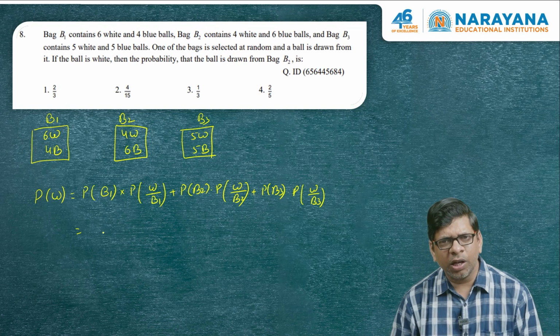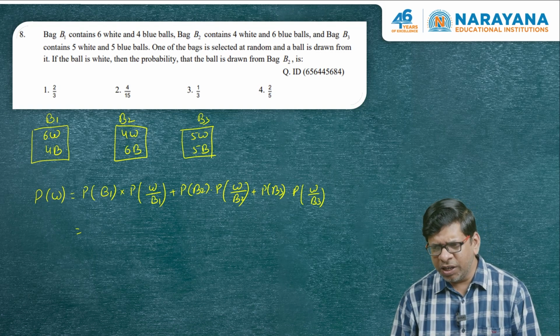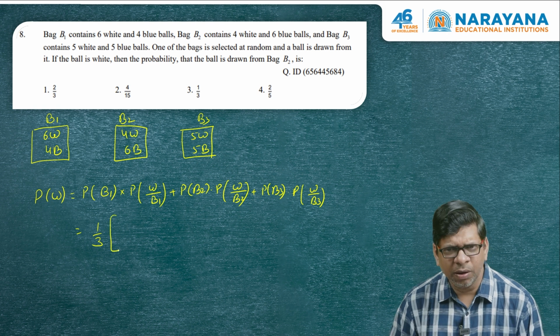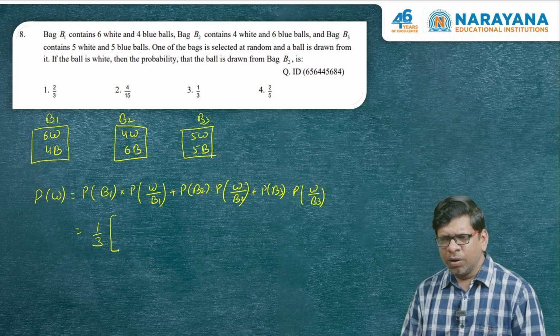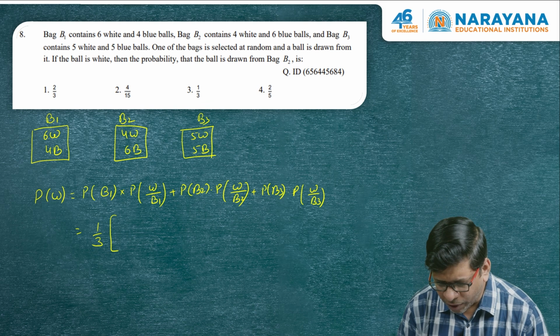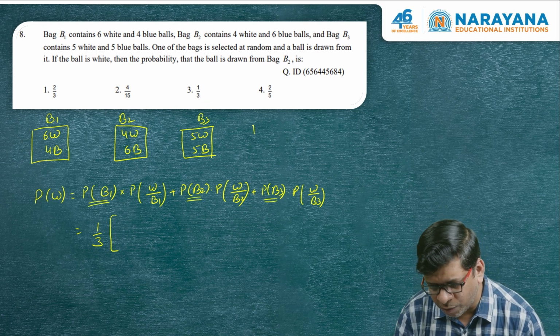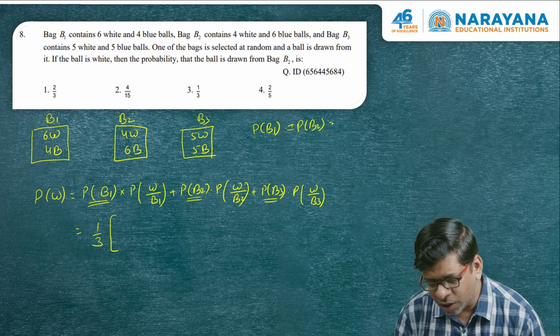As the probability of selection of each bag is not given, we can take it as equiprobable. We must take it as equiprobable if the probabilities of selection of bags are not mentioned. So P of B1 equals P of B2 equals P of B3 equals 1/3.